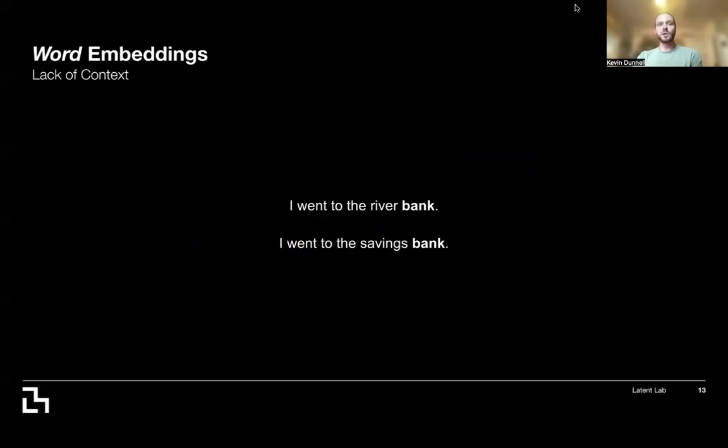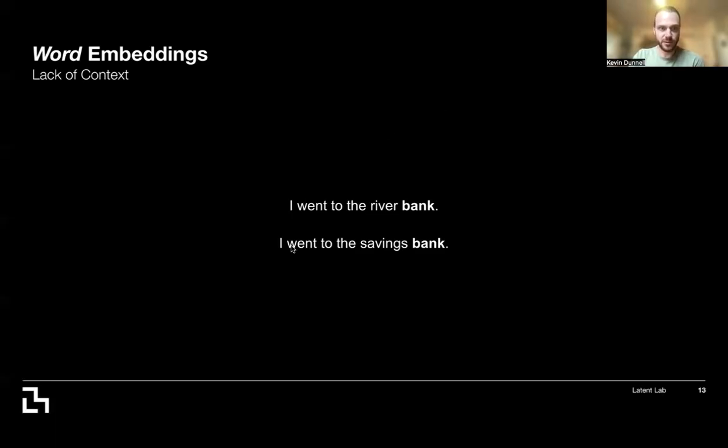However, if we look at individual word embeddings, it's not always enough. If we take these examples, I went to the riverbank and I went to the savings bank, having just the embedding for the word bank doesn't capture the context of what sort of bank we're referring to.